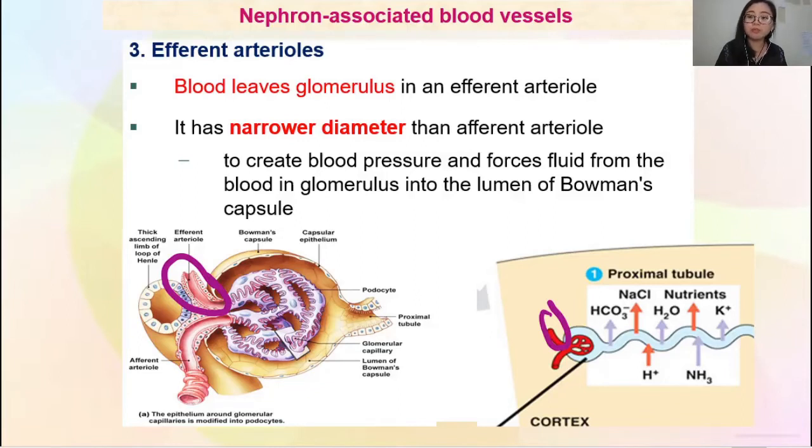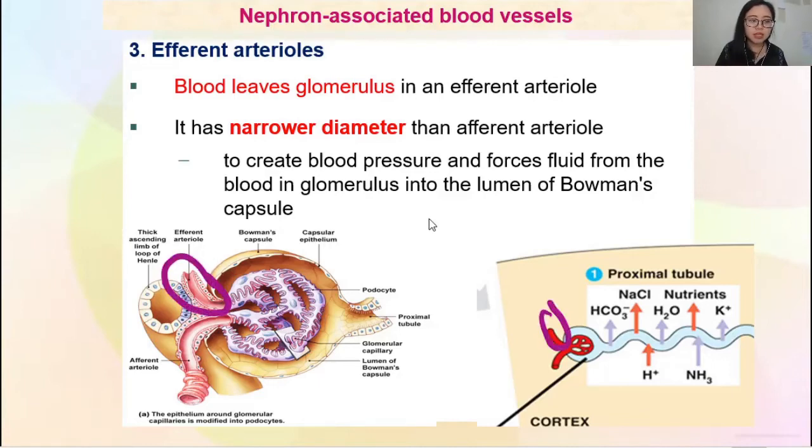This is to create a blood pressure and forces fluid from the blood in glomerulus into the lumen of Bowman's capsule. Dia punya perbezaan dari diameter tu adalah untuk menjana tekanan dalam darah supaya cecair dalam darah tu boleh dipaksa keluar ke dalam Bowman's capsule. Okay, yeah, so that's the part. It's the part that is going out.